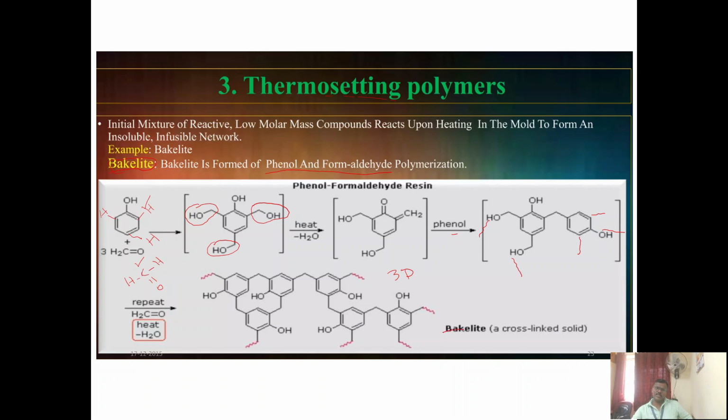What is bakelite? A cross-linked polymer made up of two different monomers. What are the monomers? One is phenol, the other one is formaldehyde. So we call it a phenol formaldehyde resin.